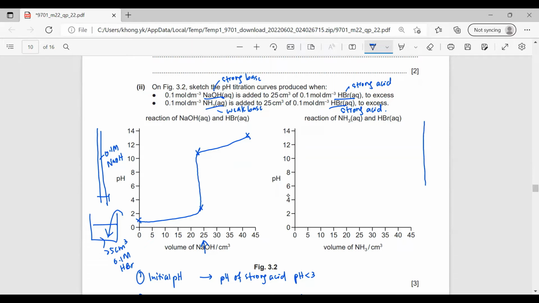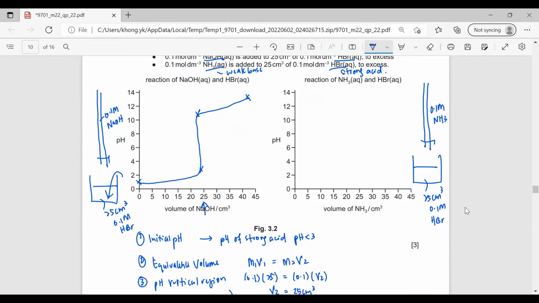Now, the next one is a weak base and strong acid titration curve. So we have in our burette 0.1 M ammonia, and in the beaker, we have 25 cm³ of 0.1 M HBr. With this, again, we need the initial pH. The initial pH, normally we take it from the solution in the beaker. So the initial pH will also be a pH of a strong acid. So I'll mark it at around pH 1.